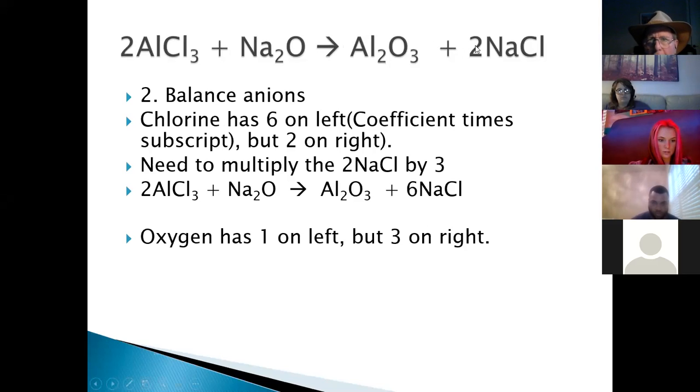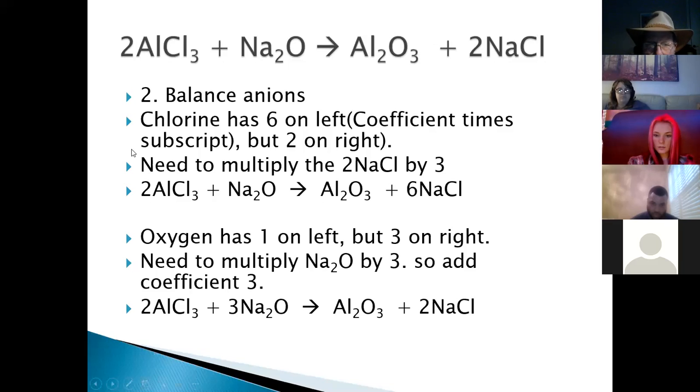Well, no, you're changing this 2 to a 6. So now we have 6 coefficient times the number 1 subscript, so 6 chlorines. We have 2 times 3 on this side, so we have 6. No, okay. I got that. I meant if you put a 3 in front of the Na2O as well. Well, look at the last element we have to deal with. Mariah, how many oxygens are on the right? 3. How many are on the left? 1. Fix it. Yeah, you just put a, go ahead. Put a 3 in front of the Na2O.